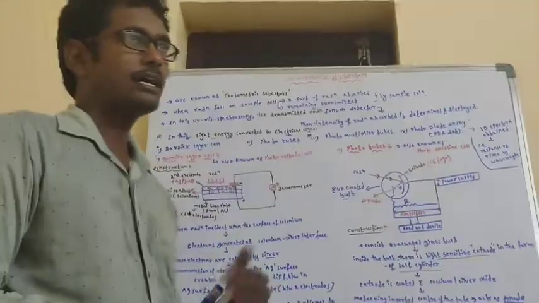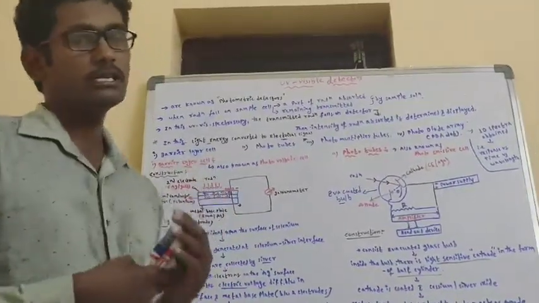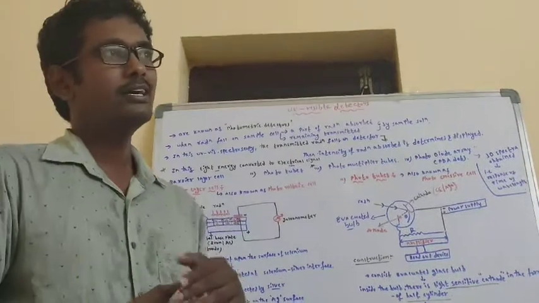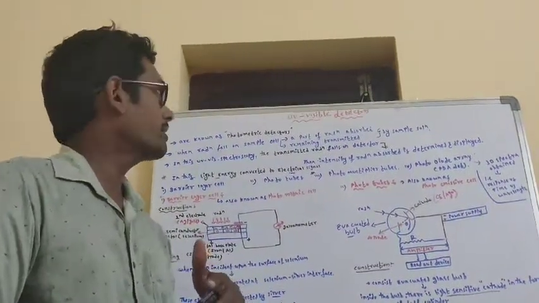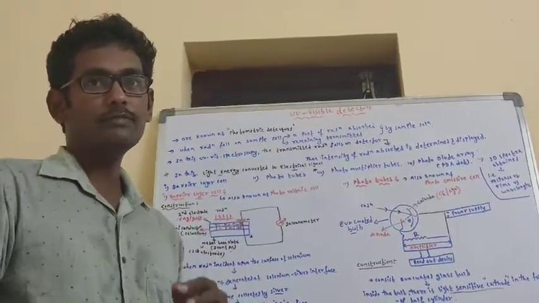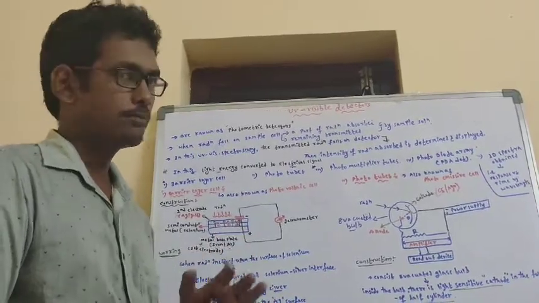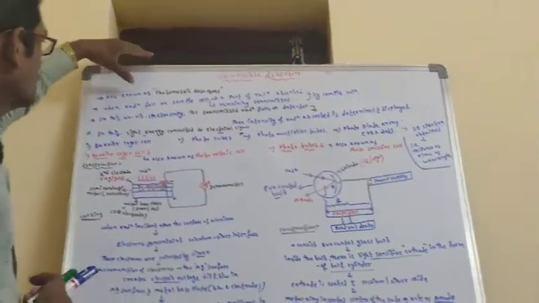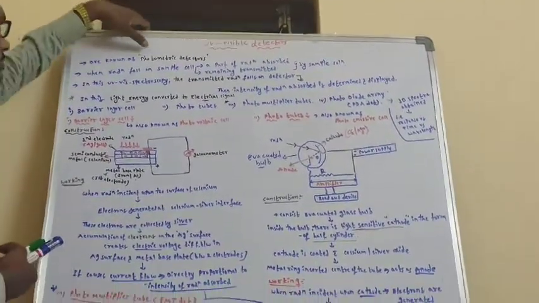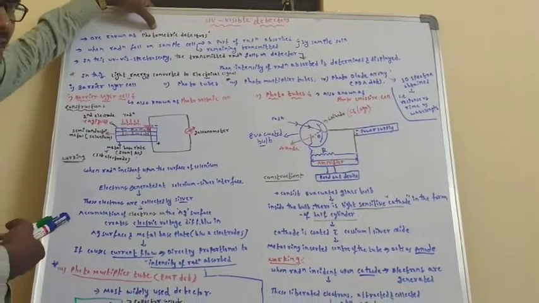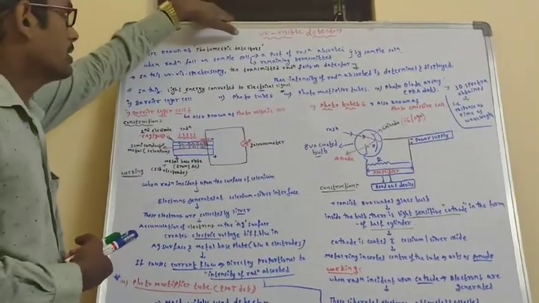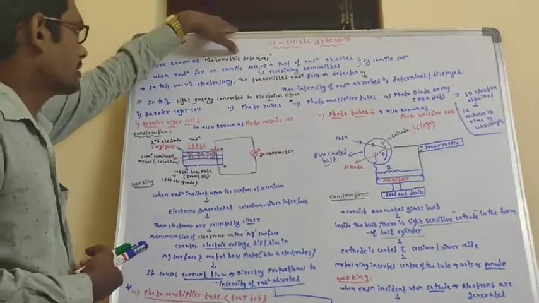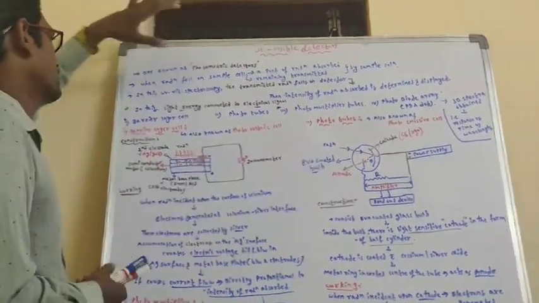In my last class, I explained about instrumentation of UV visible spectroscopy. In this, I am going to explain detectors of UV visible spectroscopy. It is a very important topic. Let's see. UV visible detectors are also known as photometric detectors. This is an important thing.